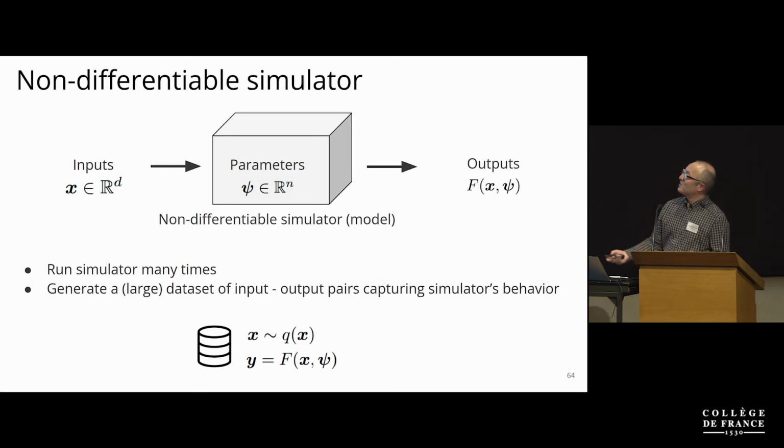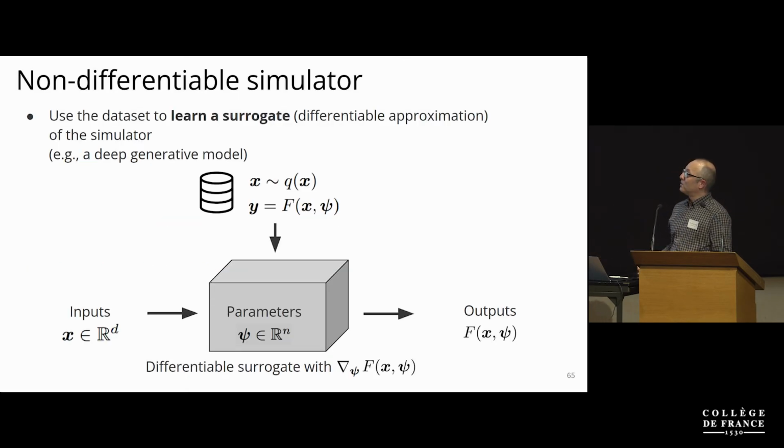So if your simulator is non-differentiable, you run it lots of times. You define some probability distributions over quantities with respect to which you need derivatives. You sample a large data set, and from this you can learn a differentiable approximation of the behavior of the simulator, which is quite like what we did in the first part.